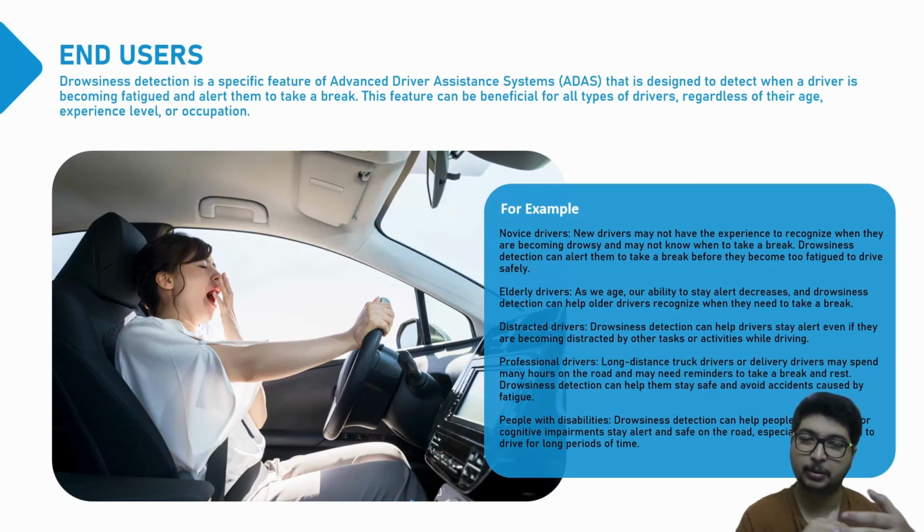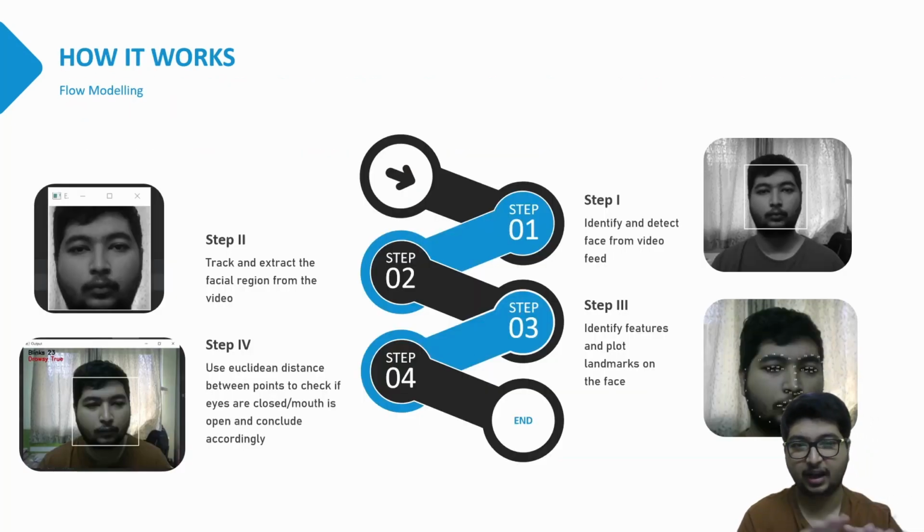So they could be people with cognitive impairments, or maybe people who need visual aid, or people who cannot sit for long hours and drive for long hours. So they can benefit from this system as well. So this is a very basic and high level overview of how this system works.